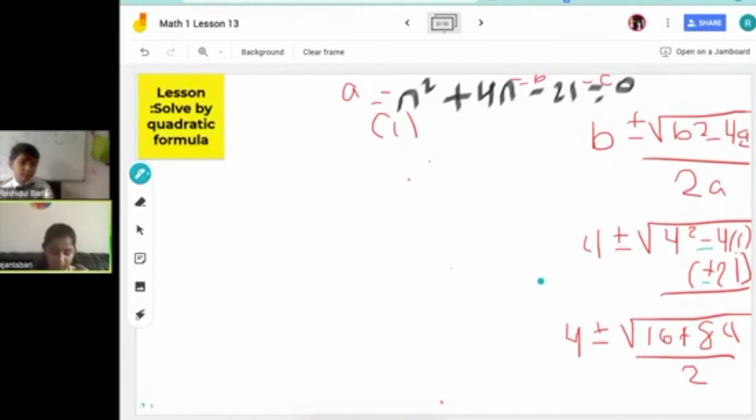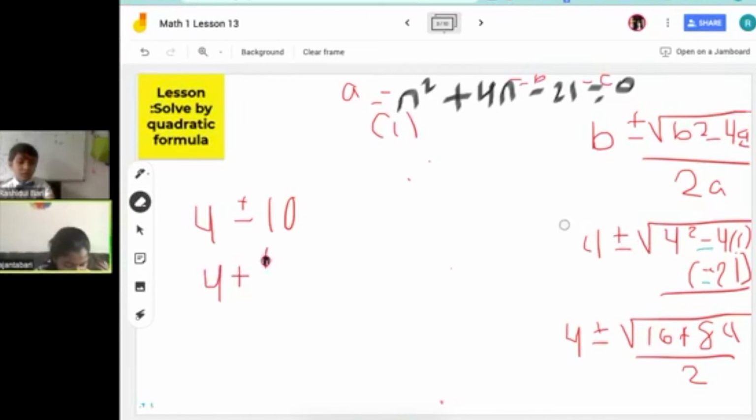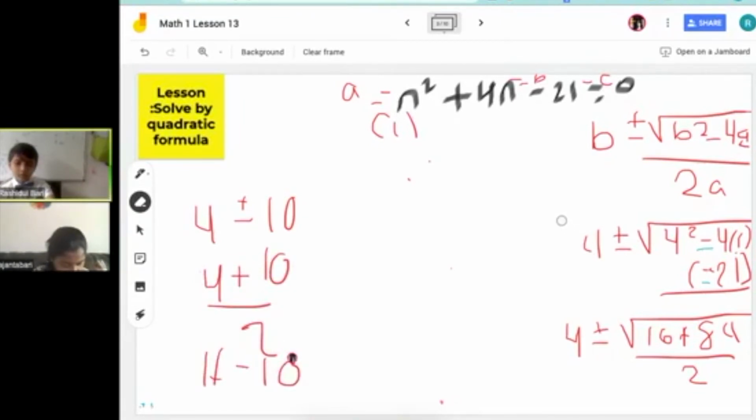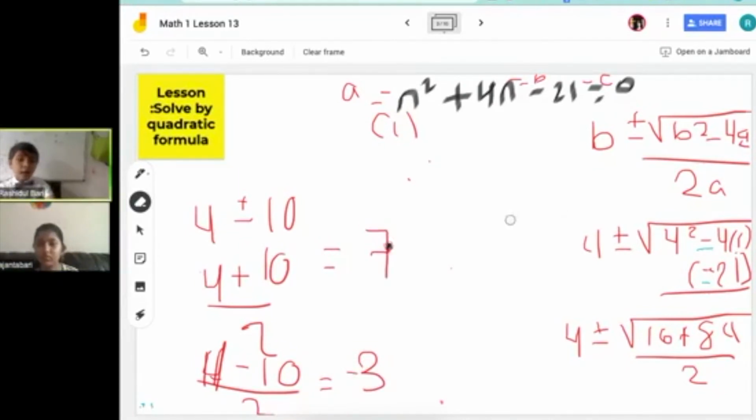So the perfect square for 100 is 10. So we do 4 plus minus 10. So 4 plus 10 over 2 and 4 minus 10 over 2. So this would give you negative 3 and this would give you 7.